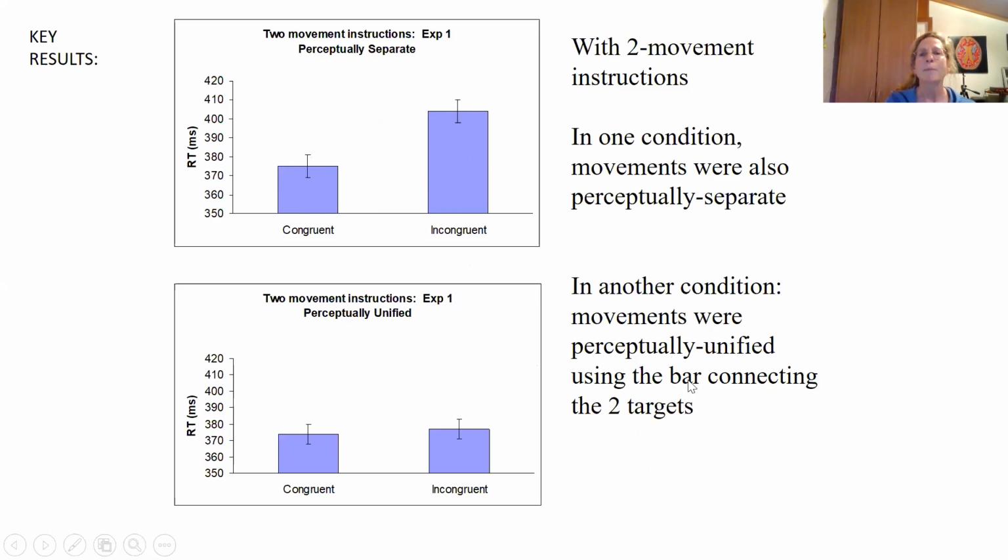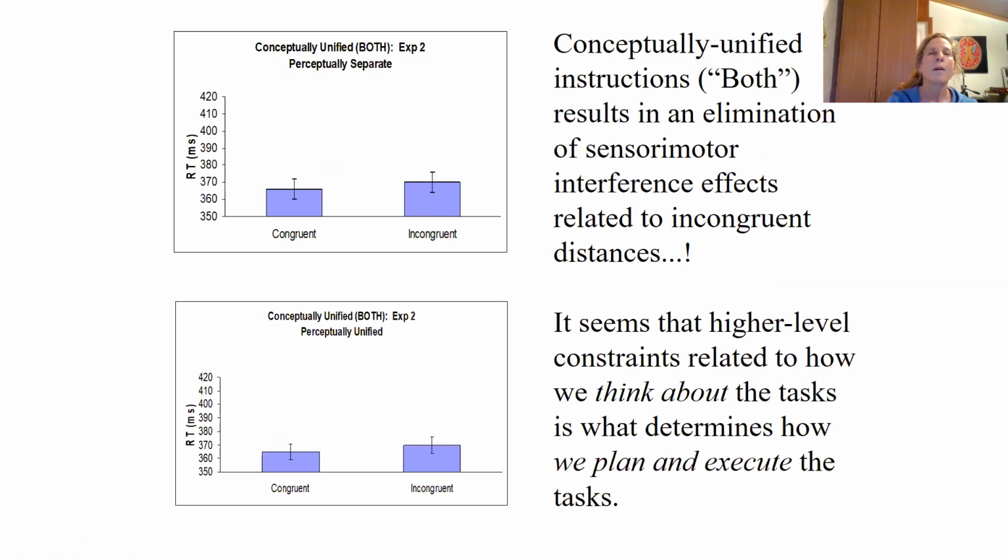As you can see, when we use the perceptually unifying bar, those differences wash out completely. Now the congruent and the incongruent are about the same. So the reaction times for congruent and incongruent are pretty equal. Our conceptual manipulation of using those different language instructions also shows a similar effect. When we use the both condition, you can see here that the congruent and the incongruent are virtually the same. People unify those tasks, and that happens whether we use the perceptually separate conditions or we put a bar in to connect the 2 targets.